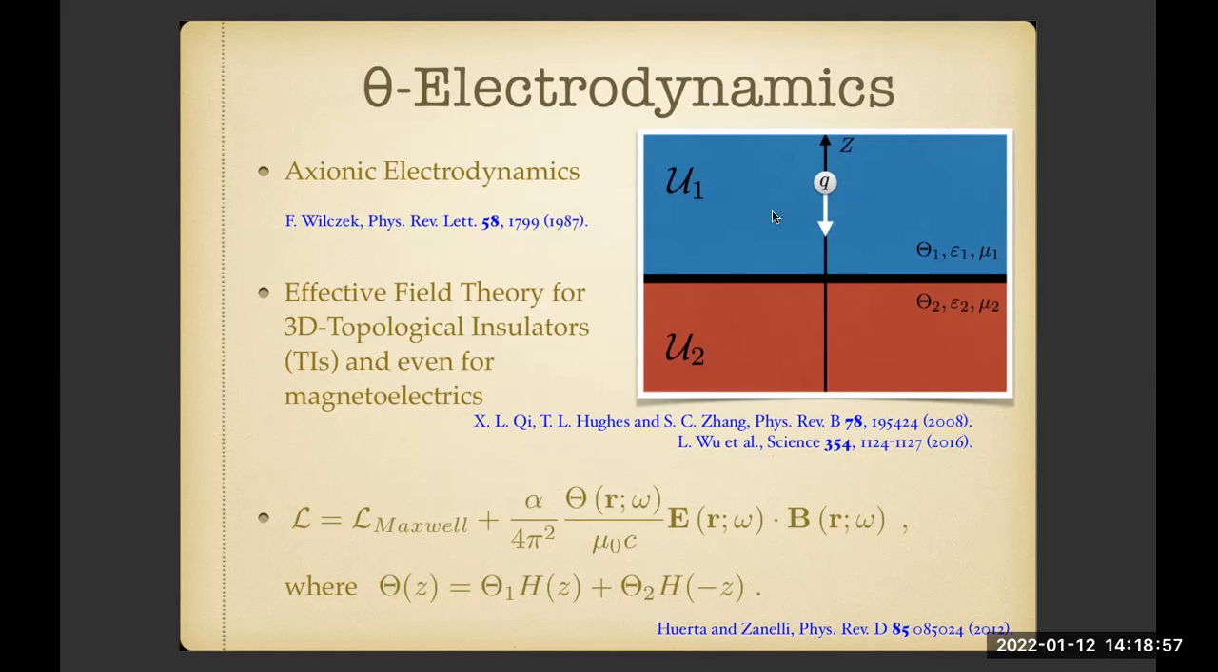This is schematically depicted here in this small picture in blue. We will take a magnetoelectric medium with permeability, permittivity, and also this topological parameter theta1. In the lower layer, or lower semi-space, we take a different permeability, a different permittivity, and a different topological parameter. For the moment, we will think that the particle, or the sources, will be in the upper layer. So this is the so-called theta electrodynamics, which we dubbed in this way just to make a difference between axionic electrodynamics and this effective field theory.